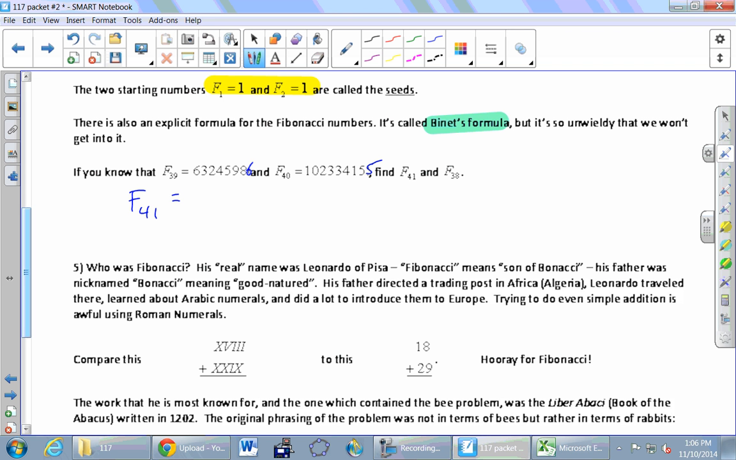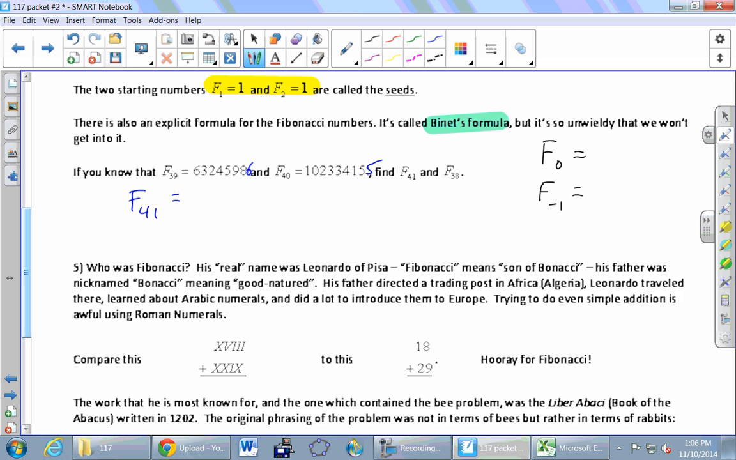So if you want to find the 41st number, Zeke? Go ahead. F0, good question. We're going to come back to that after we do these two. What was your other question? We'll answer that after we do the 0 question. Okay, good questions.